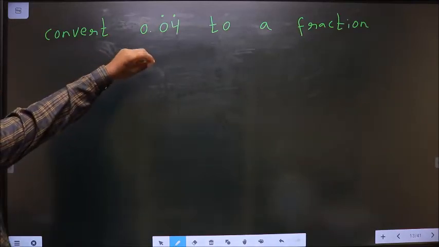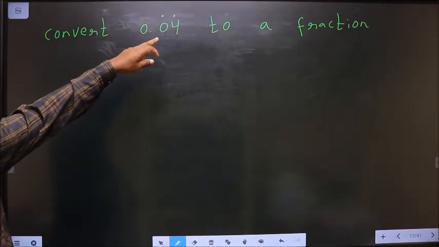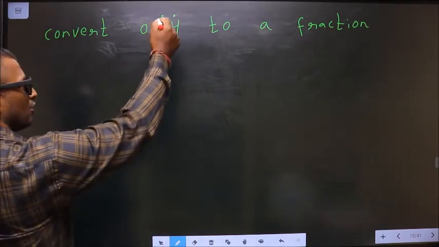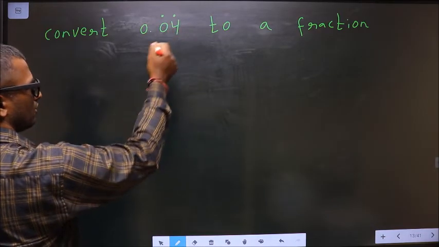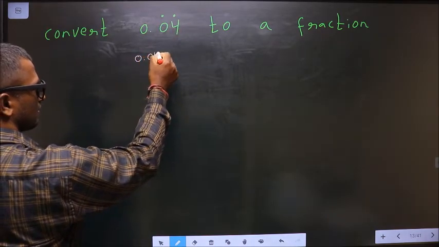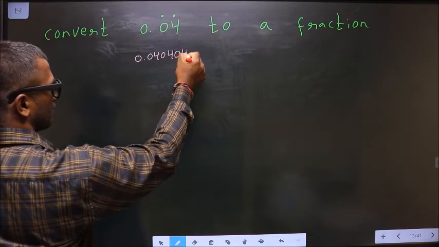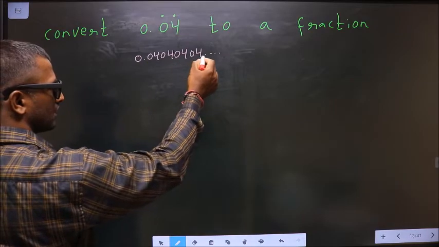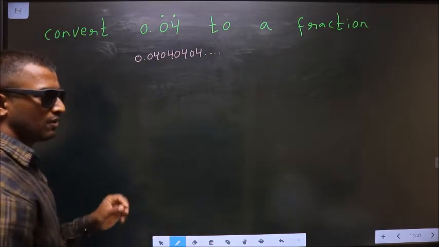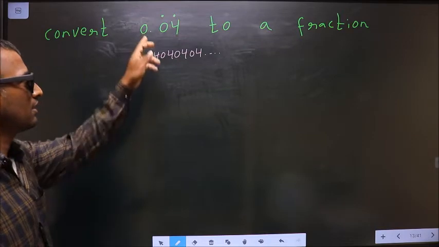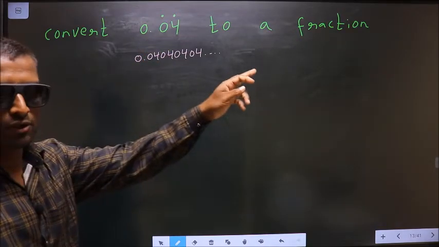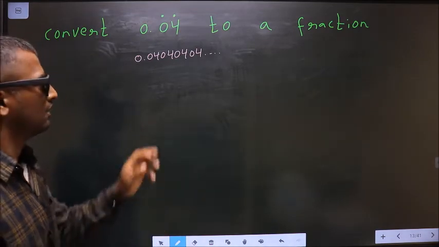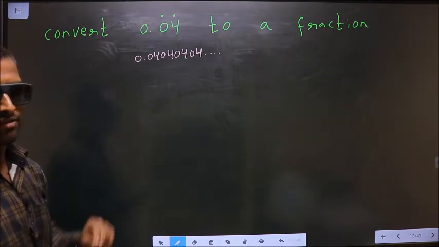Convert 0.04, with a dot on 0 and also on 4, to a fraction. A dot on 0 and also on 4 means that 0404 goes on repeating. The dot is present on whichever digits repeat. They will keep on repeating. Clear? Next, now I have to convert this to a fraction.